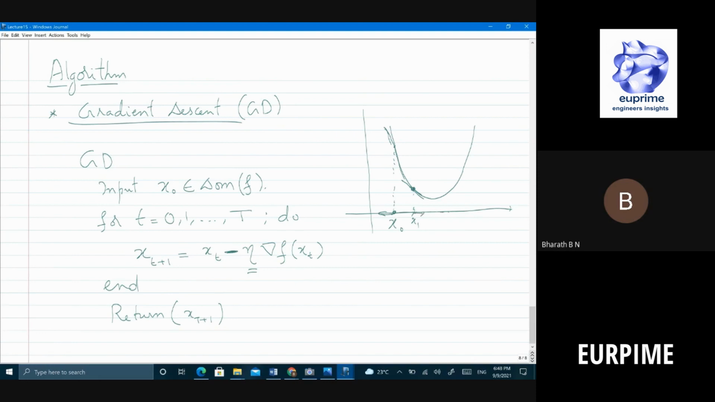This is the algorithm. But now, what are the questions? Suppose you came up with this algorithm several hundred years ago. What is the first question that you will ask?